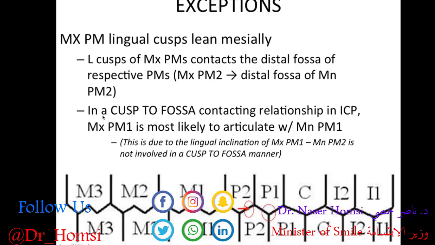And then here's another one. In a cusp to fossa relationship, contacting relationship in intercuspation, the maxillary first premolar is most likely to articulate with the mandibular first premolar. And again, this is due to the lingual inclination of the cusps.